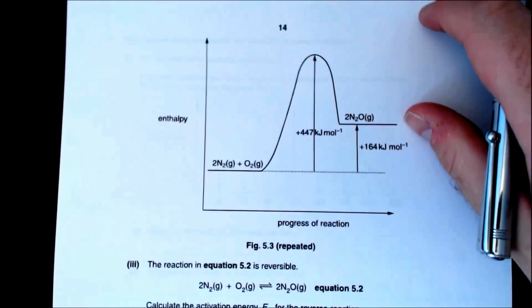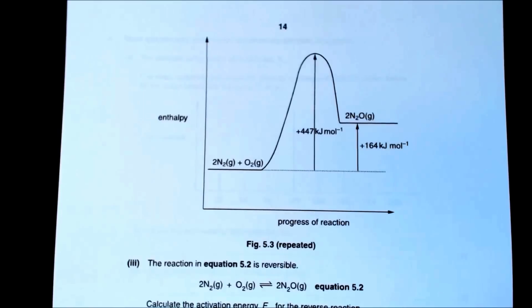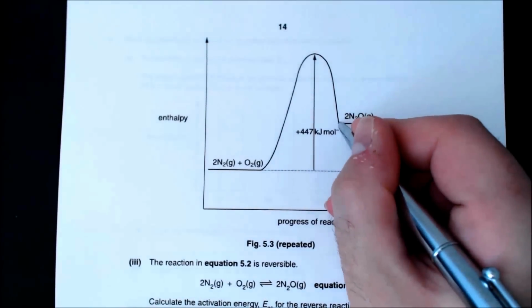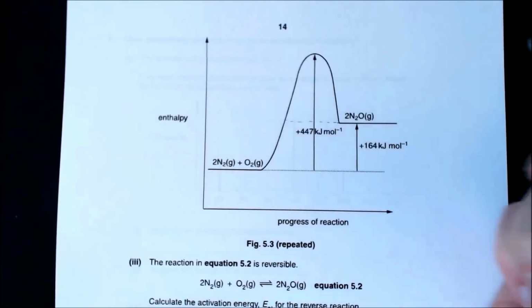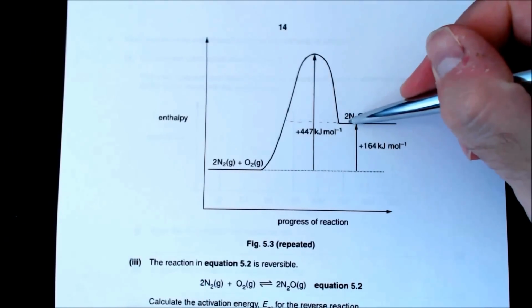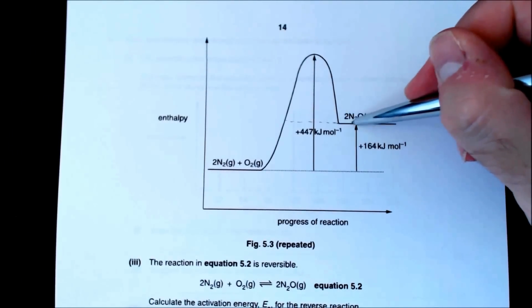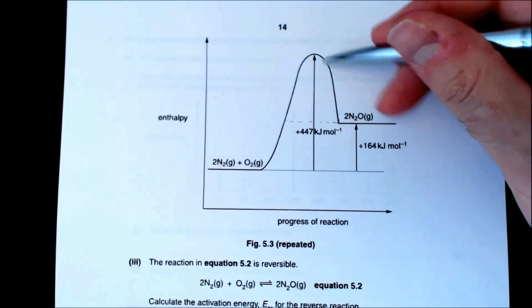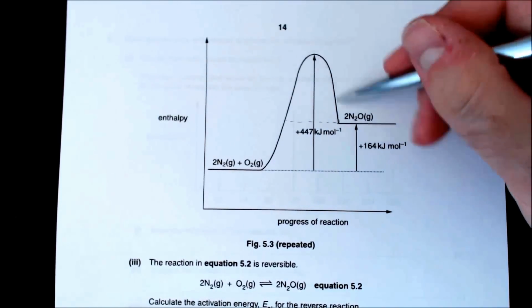So what they've done is they very kindly repeated our cycle here again. It's just the same one, it tells you there, repeated. It says the reaction in equation 5.2 is reversible. So there it is there. And calculate the activation energy for the reverse reaction. So the activation energy is basically, if I were to draw a line along here, that is the activation energy. So it's the difference between the products and, well, in this case, this is the gap here. This is what we're trying to work out. This is the activation energy.